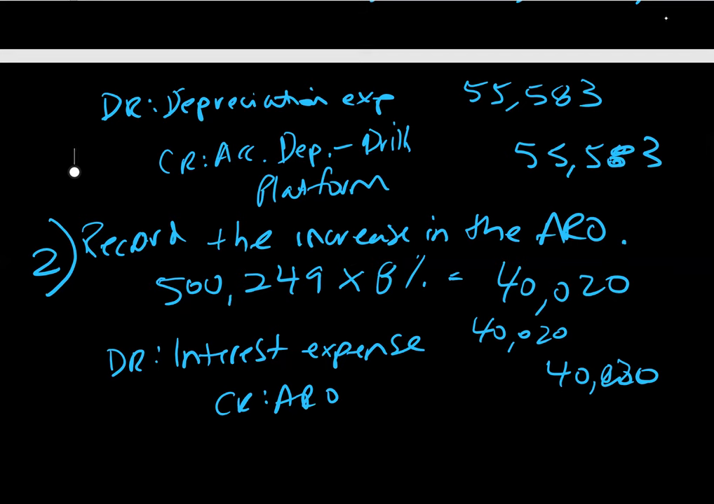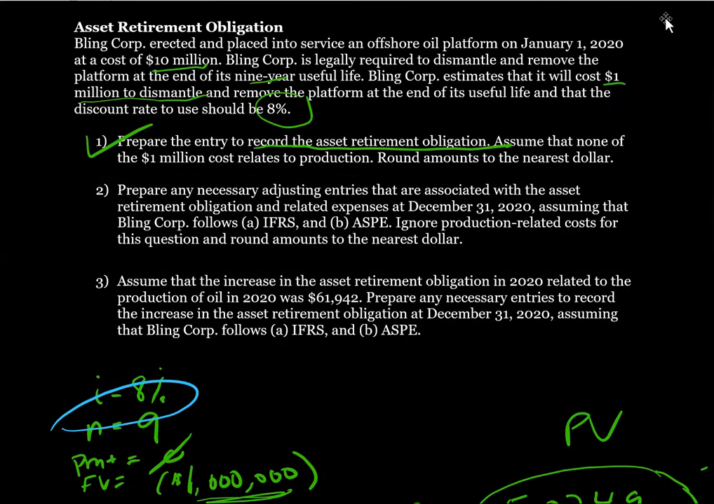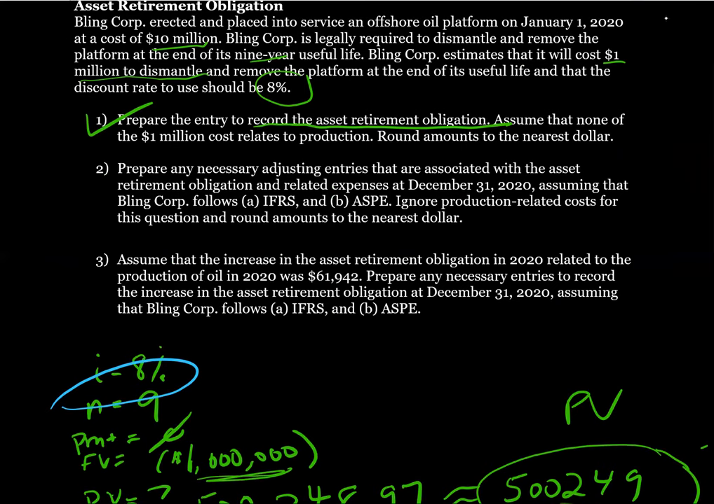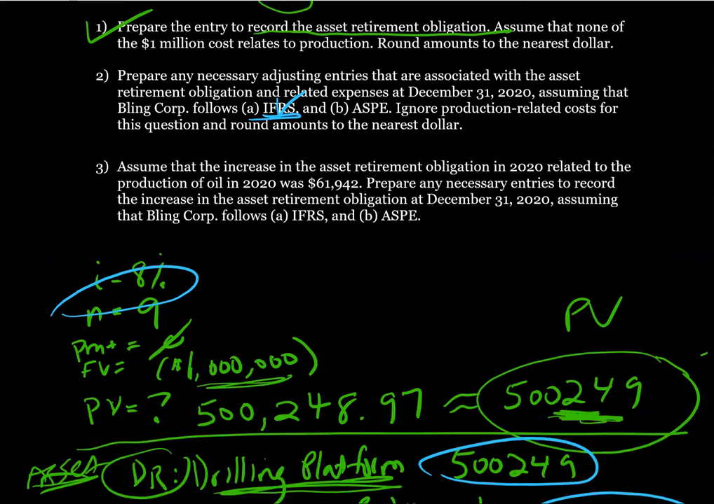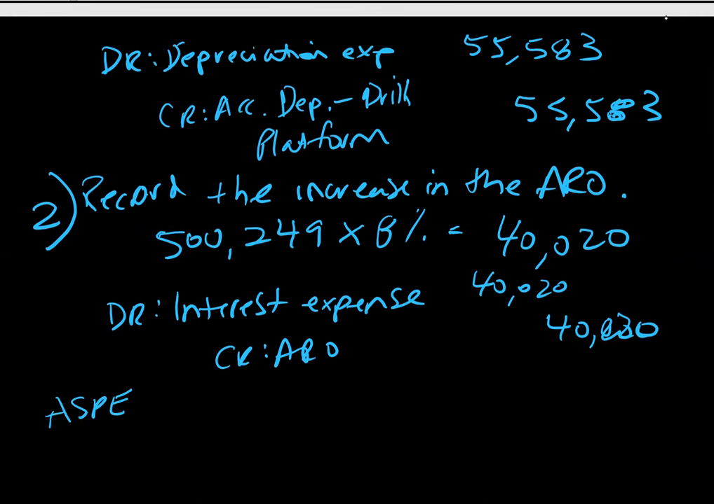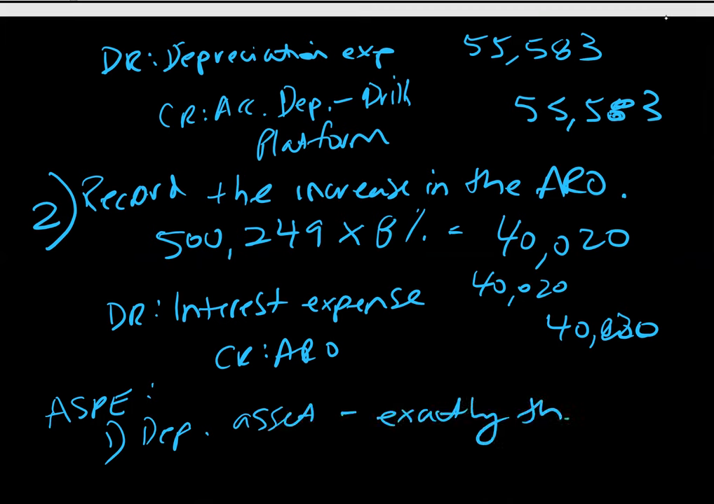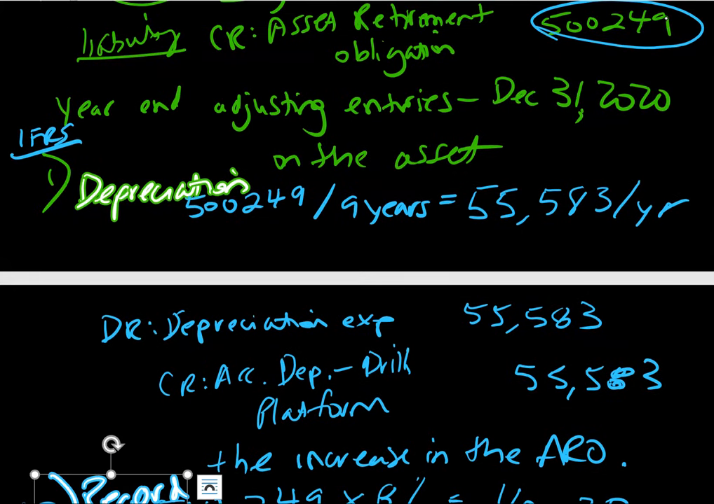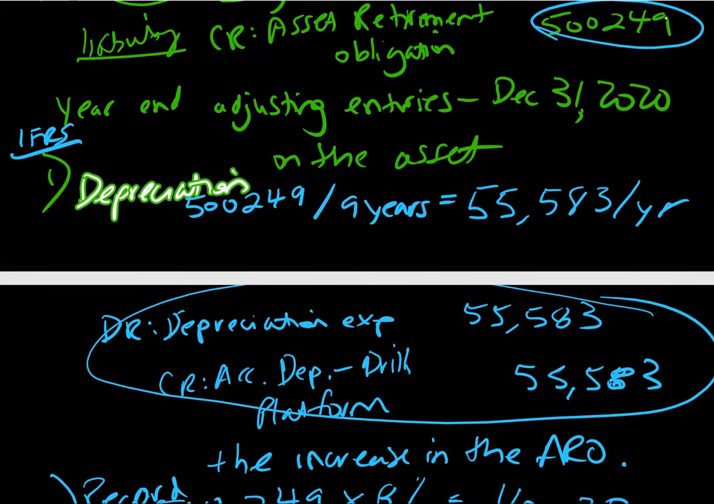So those are our two year-end adjusting entries under IFRS. So if we take a look up at the question, so we've got assuming IFRS, so we did that one. Now let's take a look at ASPE. So how are the year-end adjusting entries the same under ASPE? Well, first of all, we still depreciate the asset under ASPE, exactly the same as IFRS. So the entry would be identical to this entry here. No changes, exactly the same accounts, debit depreciation account, credit accumulated depreciation, and that was our present value divided by the 9 years, which is what gave us the amount.